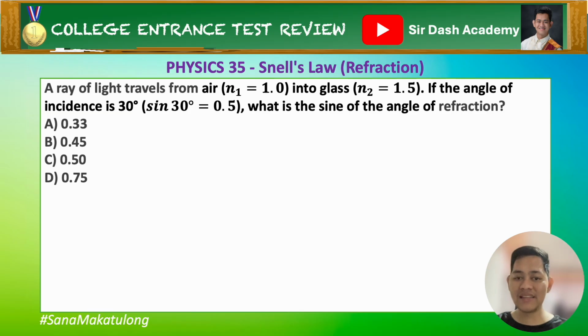0.75. Again, a ray of light travels from air, N1 equals 1, into glass, N2 equals 1.5. If the angle of incidence is 30 degrees at ang sine 30 ay 0.5, what is the sine of the angle of refraction? A. 0.33, B. 0.45, C. 0.50, or D. 0.75. Pause this video and try to solve it on your own.